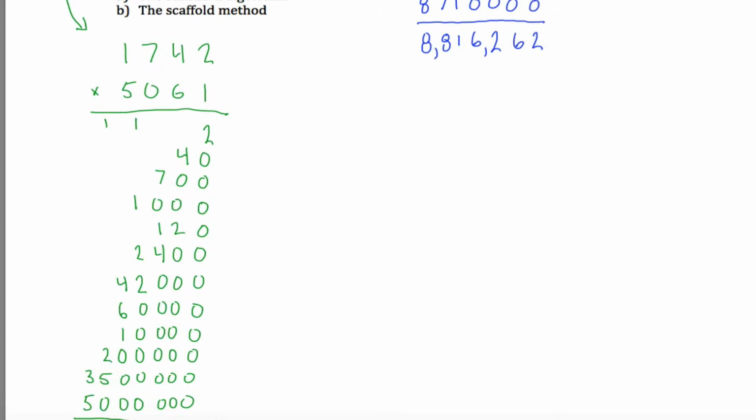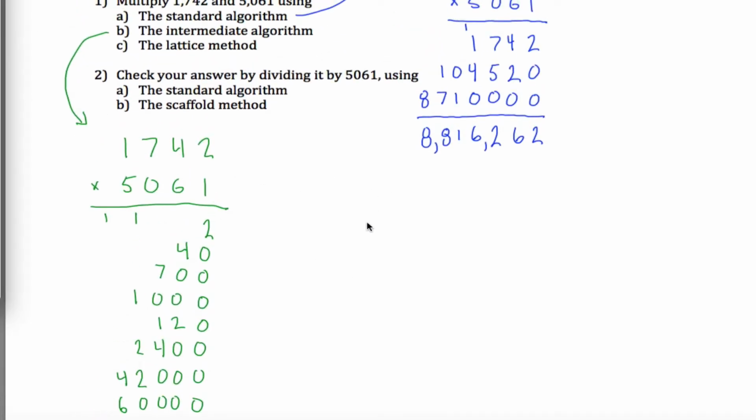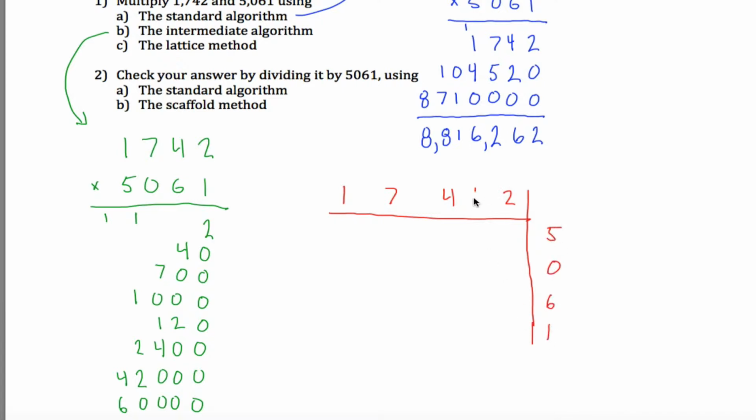But you're not out of the woods yet, because you now have to do the lattice method. The idea for the lattice method is to take one of your numbers, like 1,742, and write it horizontally. And then take your other number, 5,061, and write it vertically. Sort of create this grid, which is a little bit challenging on a computer, but hopefully this is legible.